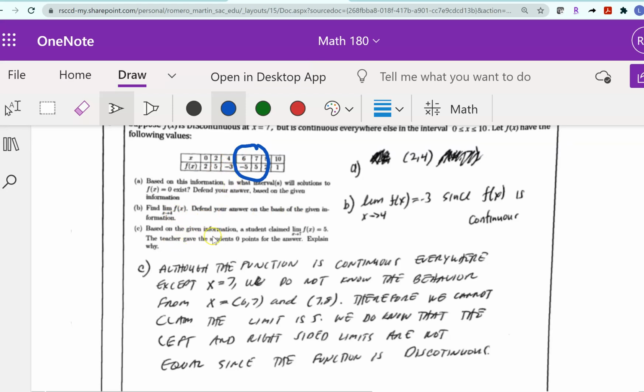And then the next question: a student claimed that the limit of f of x as x approaches 7 equals 5. Although it's continuous everywhere except 7, we do not know the behavior around that, real close between 6 and 7 and 7 and 8. So we don't know if the limit exists. And I guess the other thing is, therefore, the left-hand and the right-hand sides are not equal because of that discontinuity. That's the big thing there. So that's the analysis for question number 5.